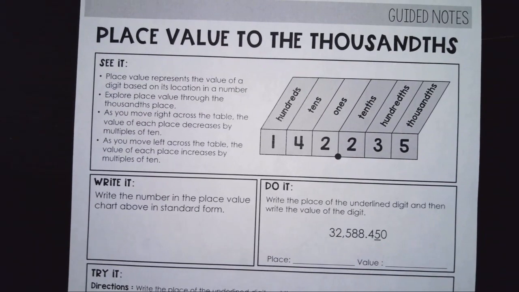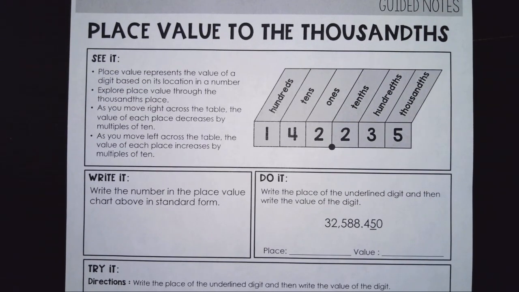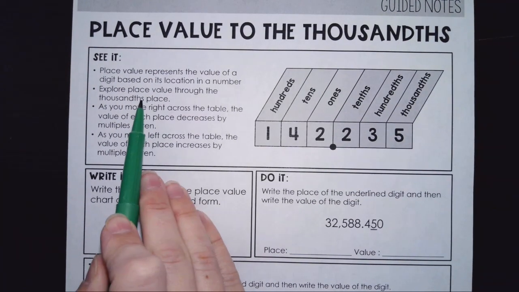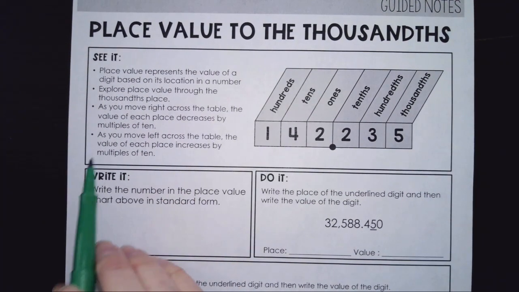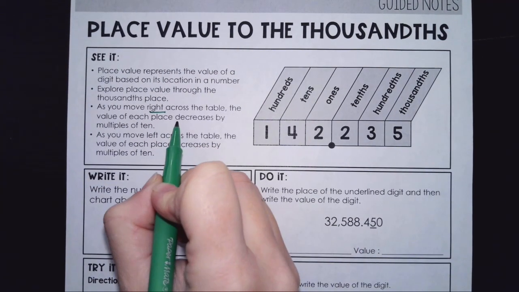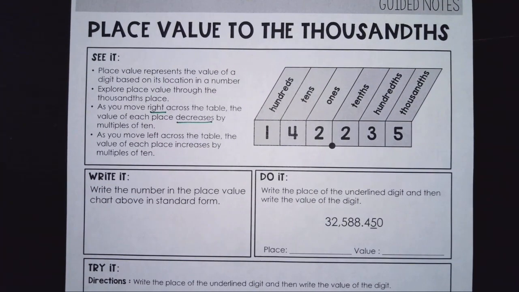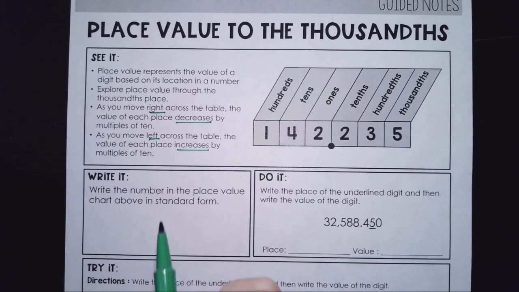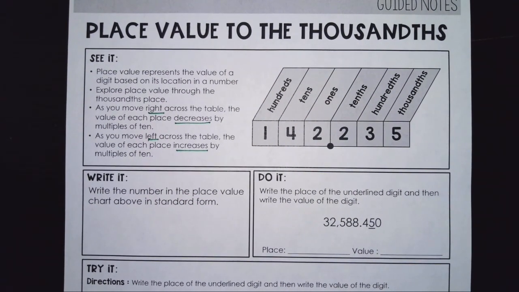Our second review is place value to the thousandths. So place value represents the value of a digit based on its location in a number. We're going to explore place value through the thousandths place. Remember, as you move right across the table, each place decreases or gets smaller by multiples of 10. And as you move left, it gets bigger or increases by multiples of 10.